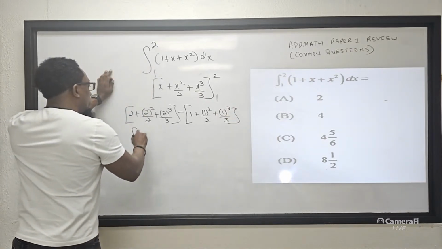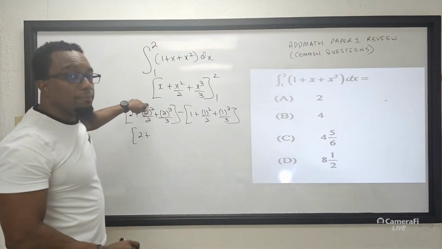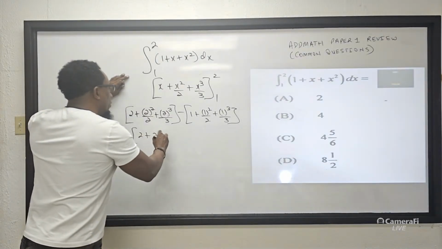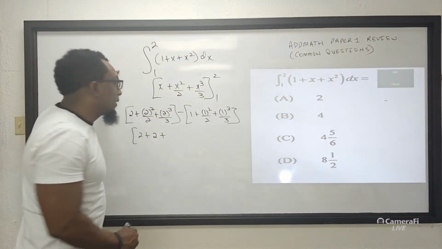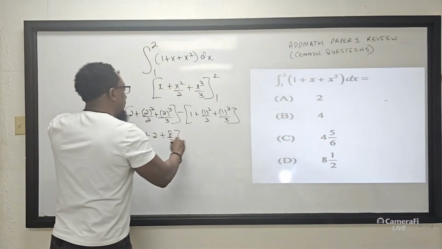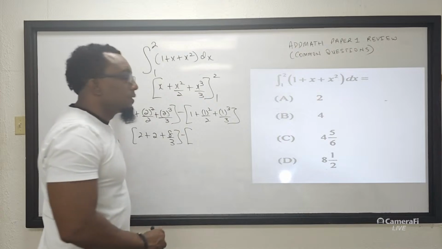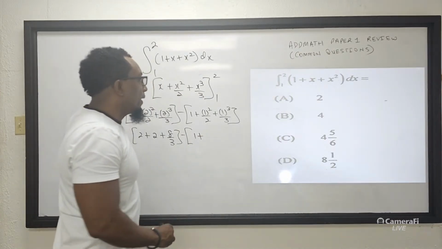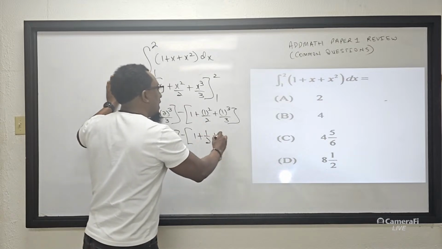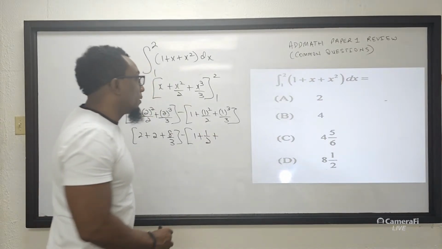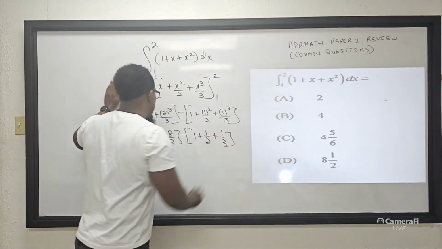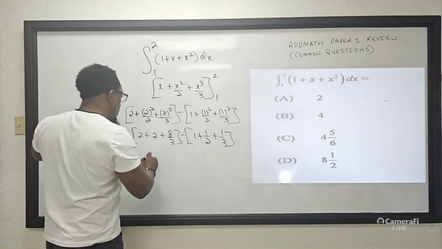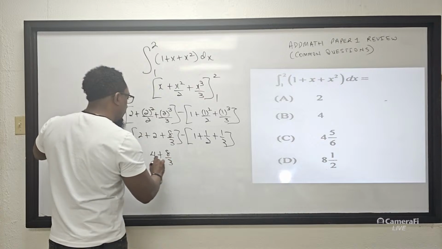So we're going to get here 2 plus 2 squared is 4. 4 divided by 2 is 2. 2 plus 2 cubed will give us 8 all over 3. Subtract, this is 1 plus 1 squared is 1 all over 2. That's a half. 1 cubed, that's 1 all over 3. So we're going to get 2 plus 2 is 4. So it's 4 plus 8 all over 3.